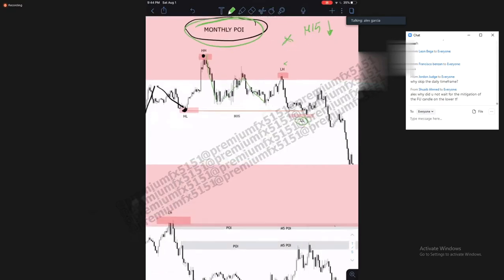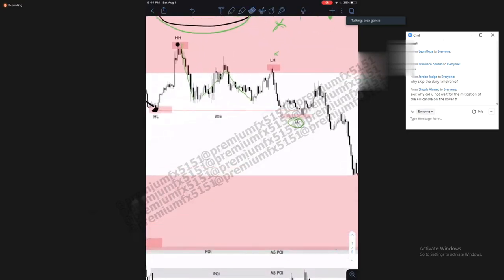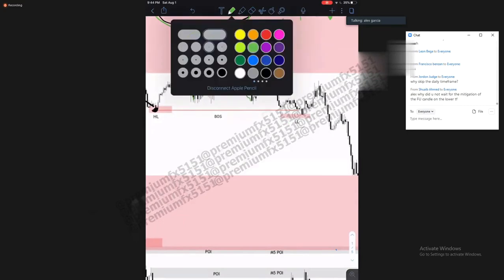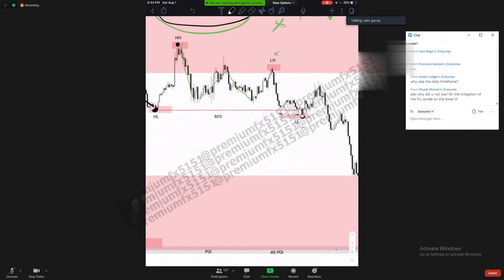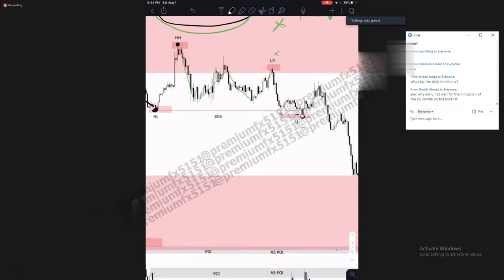Just as an example, every time, think about structure. Why? Because as you guys see right here, we have some sort of equal lows, a run of liquidity, and then a retracement.